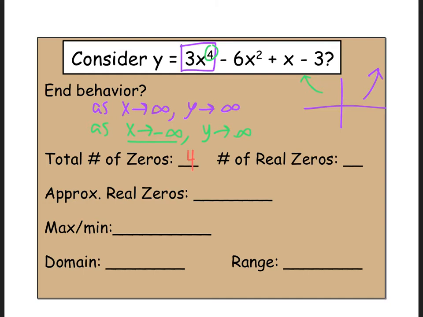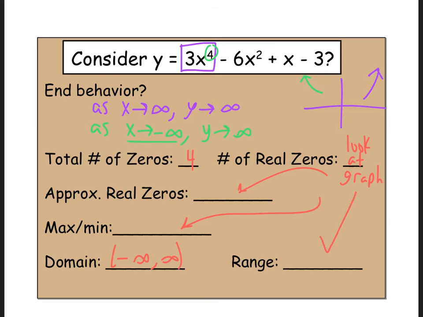For everything else, the total number of zeros is just whatever the degree is. For how many of them are real, we would have to look at the graph, which I'm not going to do right now, but we could graph it and find the real zeros and the max and min. The domain is all real numbers. For polynomials, remember, they don't have any asymptotes or holes, so they are nice and smooth and continuous.